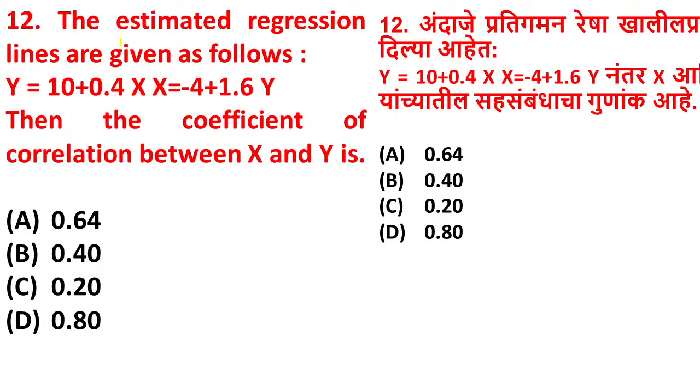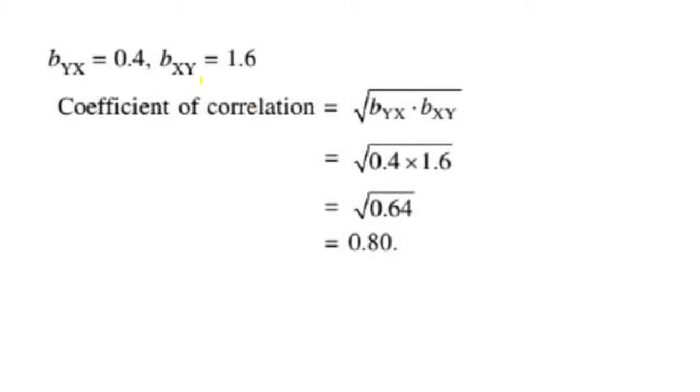Question number 12. The estimated regression lines are given as follows. Y is equal to 10 plus 0.4x and x is equal to minus 4 plus 1.6y. Then the coefficient of correlation between x and y is option A 0.64, option B 0.40, option C 0.20, option D 0.80. Yes, here we know the formula.